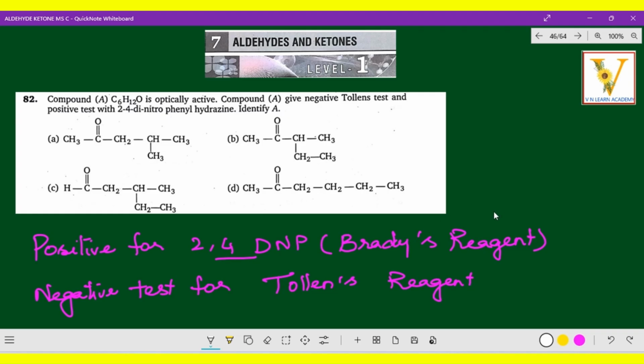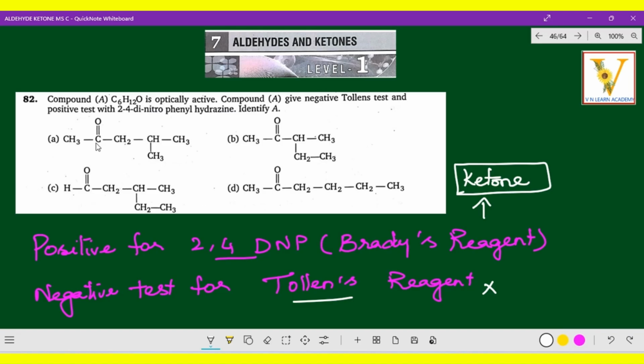Okay. Now, which will respond to Brady's reagent? 2,4-DNP means ketone. Ketone will respond to 2,4-DNP, and it will not respond to the Tollens test. The Tollens test will respond to aldehyde. Okay, now this is that one point. Now, let us check which is optically active, which is ketone. Easily we can make out. Then we can bring the answer according to the reasoning.